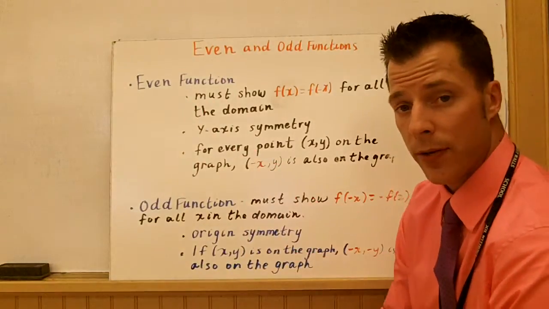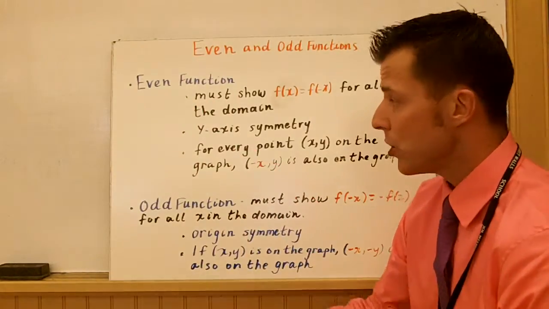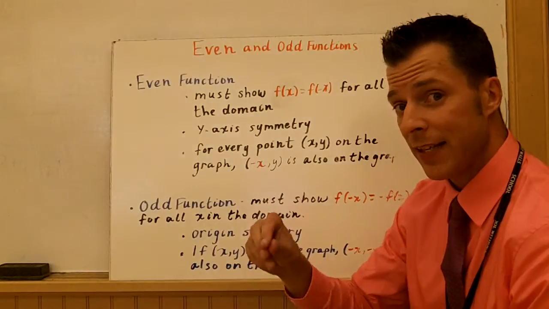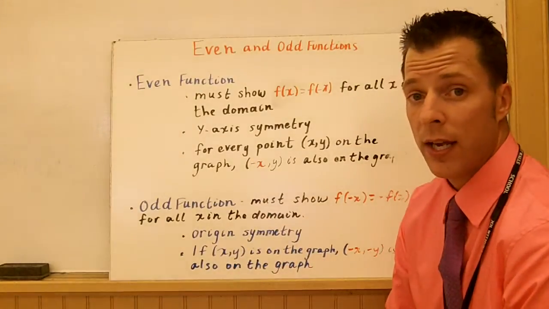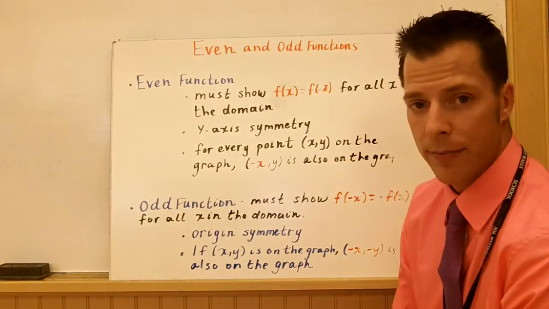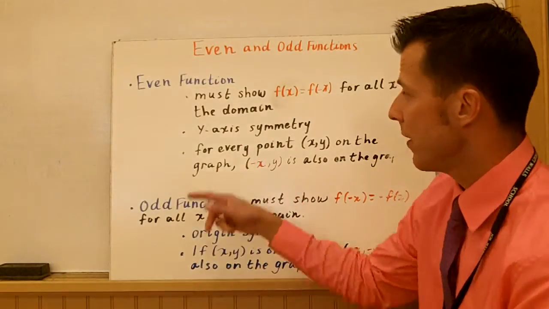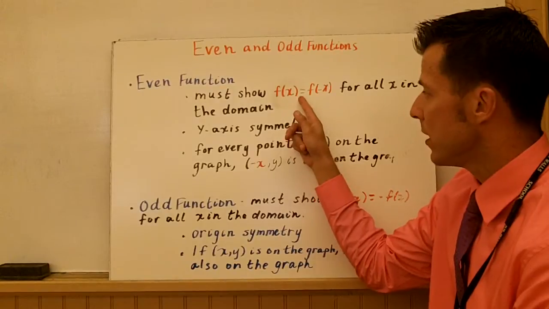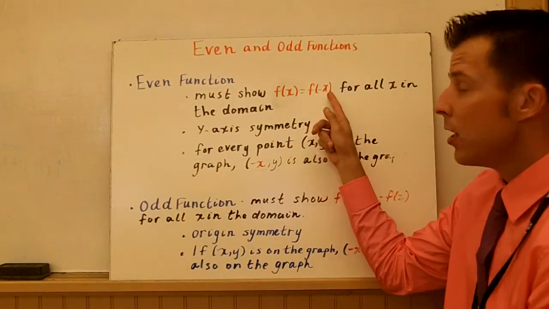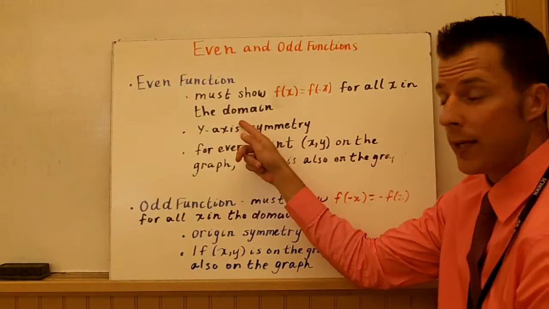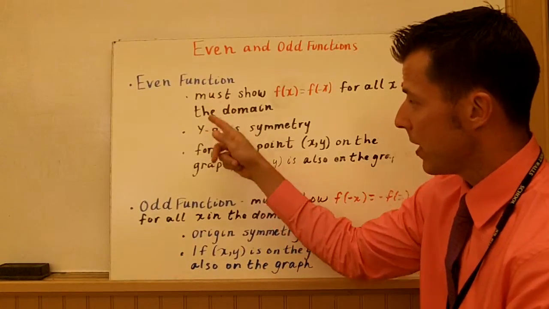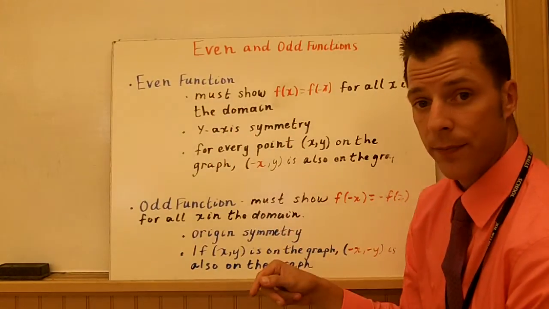Even function, okay? And I want you to be very specific. Just because a function has an even power doesn't make it an even function, okay? That's a big mistake. So for an even function, algebraically what you have to show is that f of x is equal to f of negative x for all x in the domain. This would also mean that you have y-axis symmetry, okay?